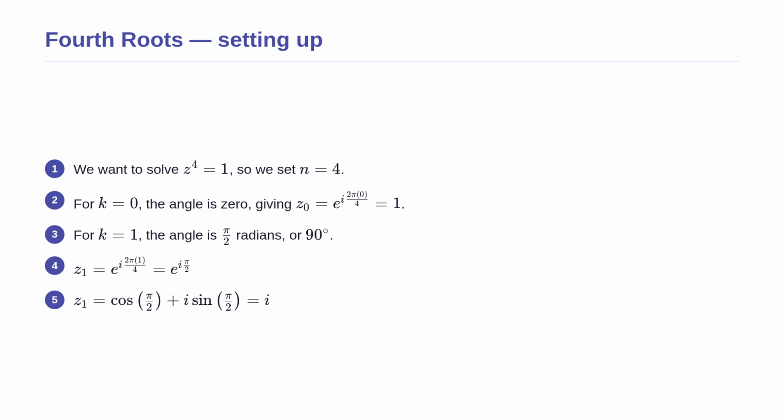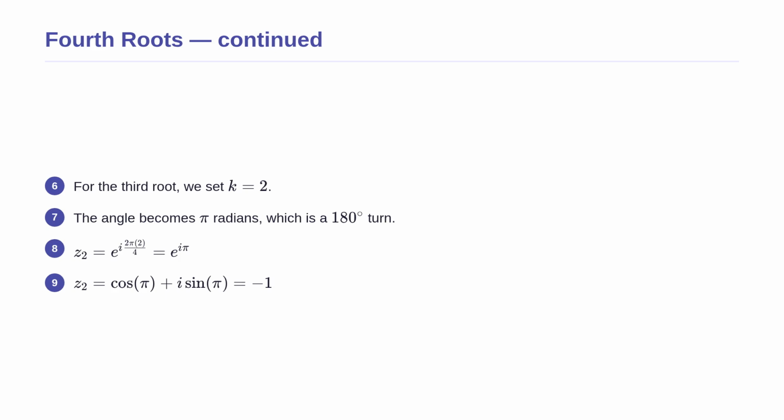When we move to k equals 1, the fraction simplifies to an angle of pi over 2 radians, which is exactly a 90-degree turn counterclockwise. The cosine is 0 and the sine is 1, giving us the imaginary unit i. We have now completed 1/4 of our journey around the center. Next, we will find the root that sits exactly opposite to our starting point.